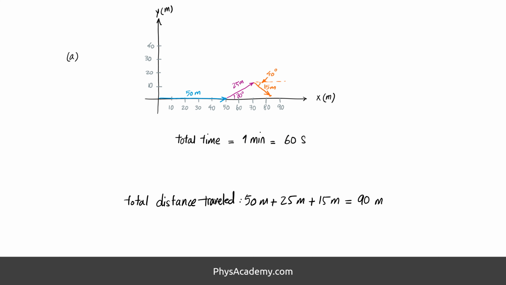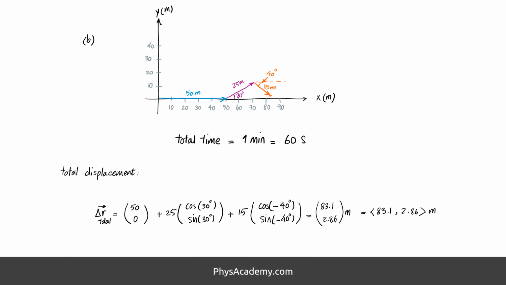In Part A, we are asked to calculate the total traveled distance. The total traveled distance is like a car's odometer, meaning it measures the distance you travel without considering the direction. In this case, we have a 50-meter traveled distance followed by a 25-meter and then a 15-meter motion, so in total, we traveled for 90 meters.